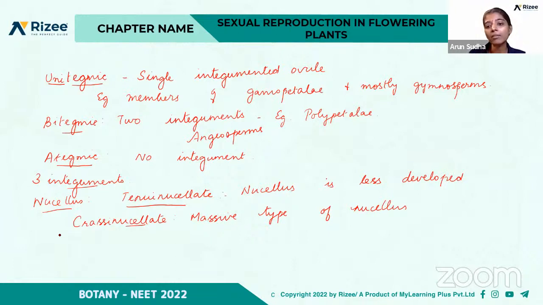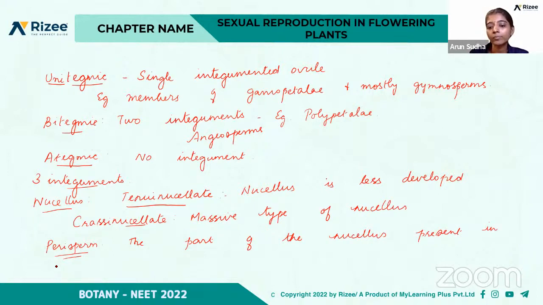Okay. And in some cases, so what do you mean by perisperm? We already saw these terms, right? So in some angiosperms, what happens is some of the nucellus will remain actually inside the ovules. But in most of the cases, the nucellus will be used up. But in some cases, the nucellus will be present, visible. So the part of the nucellus which is present inside the seed in the form of a thin layer, that is called the perisperm.